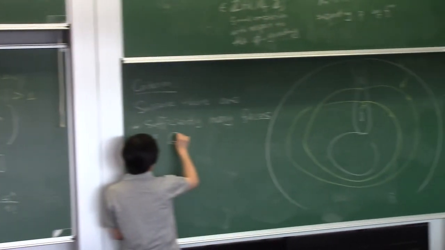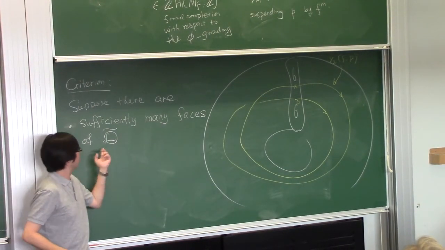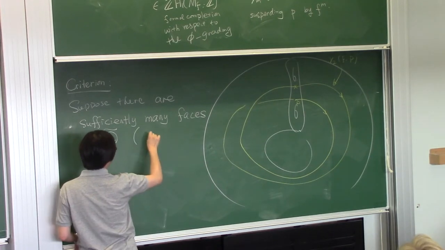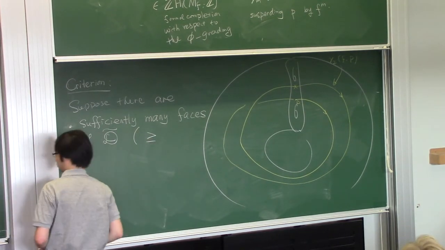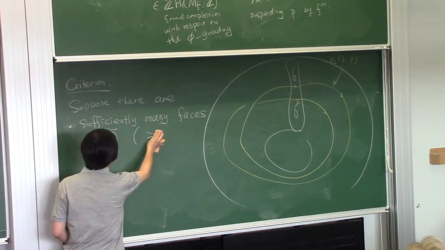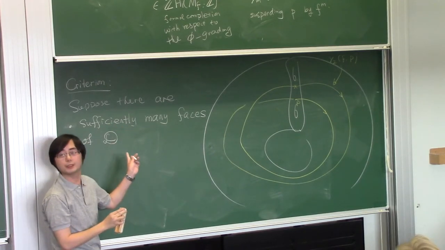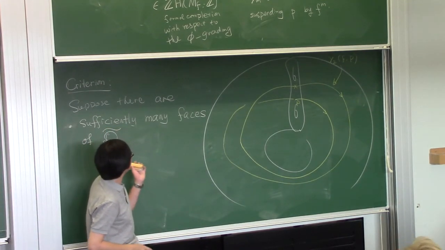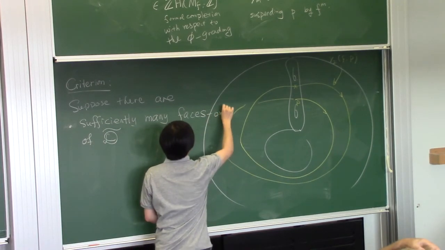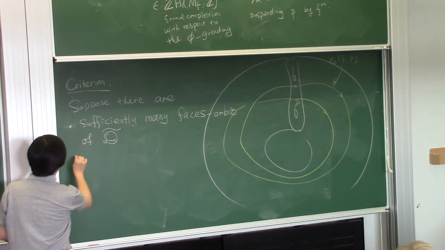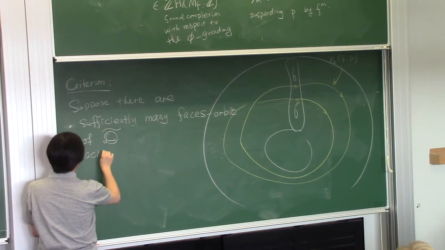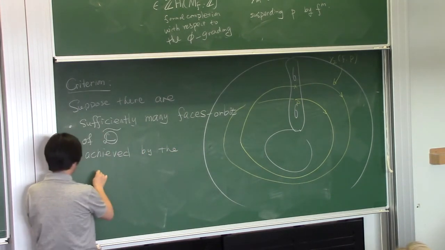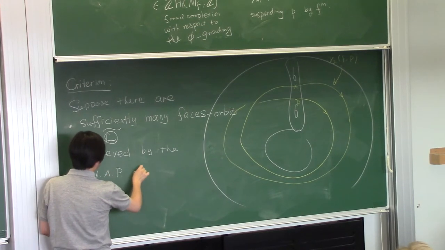So if I have sufficiently many faces for the cone of the finite cover, sufficient means that if I'm just considering D itself, I want sufficiently many faces. If I consider a finite cover, I want sufficiently many face orbits corresponding to their transformation. And the second thing is that I want them all to be achieved by the multivariable Alexander polynomial of the cover.